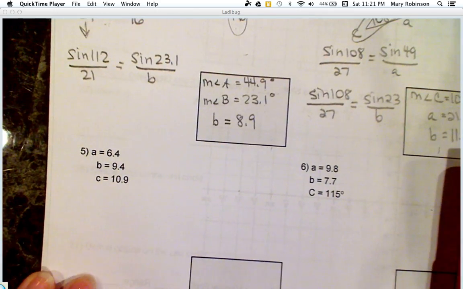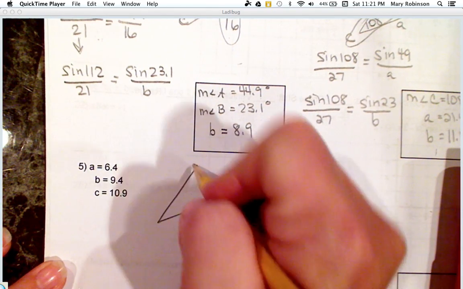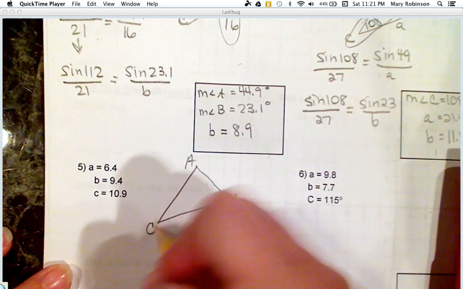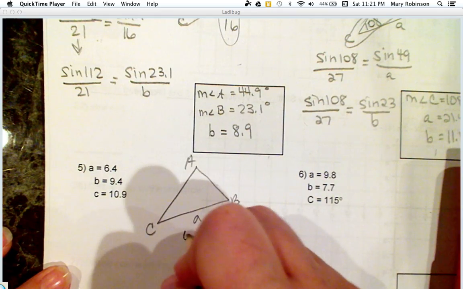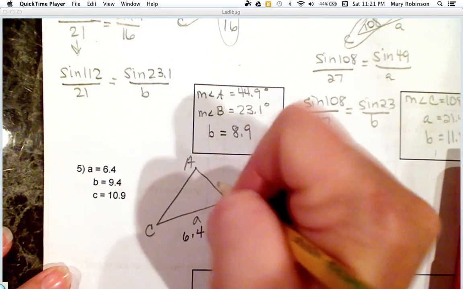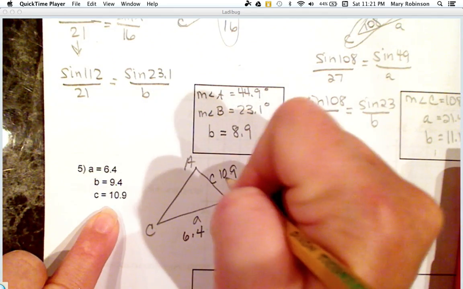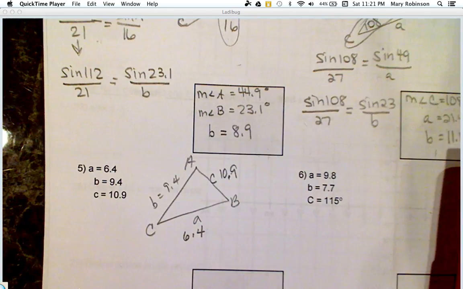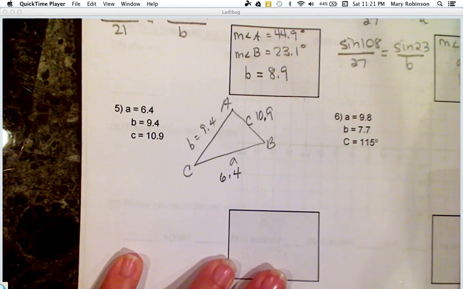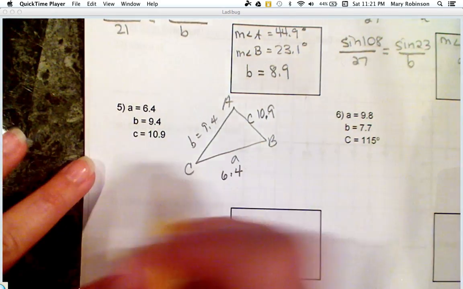The next type of triangle we're given is one where we are given 3 sides but no angles. So if y'all recall, this is where we're going to have to use law of cosines because we do not have enough information to set up our law of sines. So C was 10.9 and B is 9.4. Alright, so it doesn't matter which angle you start with. I'll use A since it's first in the alphabet.